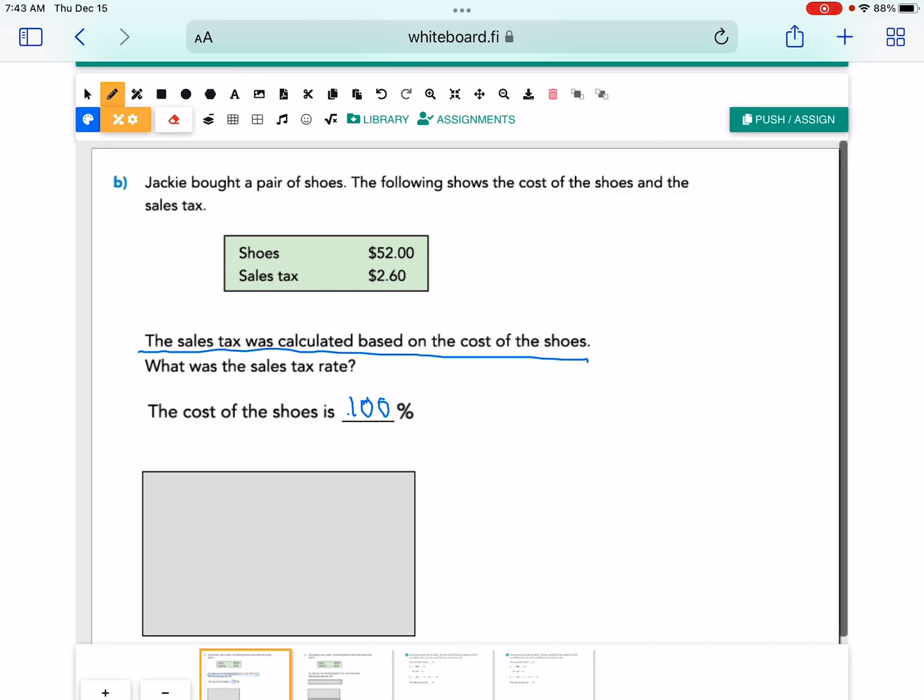And that means that $52 is our base, and $2.60 is some percentage of that, right? And that becomes important to us in order to figure out how to work these problems. Well, the final question that we're asked is this one: what is the sales tax rate? And so we need to figure out what percentage $2.60 is of $52. Well, we do know that $52 is 100%.